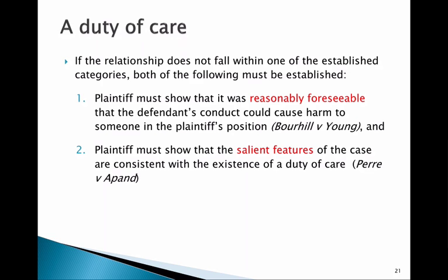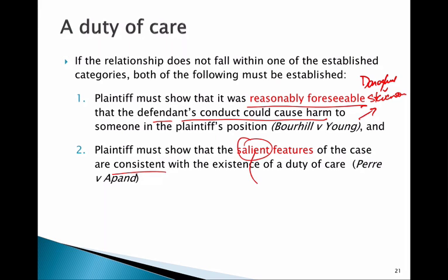Really, the plaintiff must show it's reasonably foreseeable that the defendant's conduct could cause harm to someone in the plaintiff's position. While we have Bourhill v Young as part of this, and it certainly is part of the lineage of case histories, really Donoghue v Stevenson is the classic case where reasonable foreseeability started to be enunciated clearly by Lord Atkin. So that's a good authority as well that we've learnt already in terms of the established category of manufacturer-consumer. So we need reasonable foreseeability, and the second thing the plaintiff needs to show is that the salient features of the case are consistent.